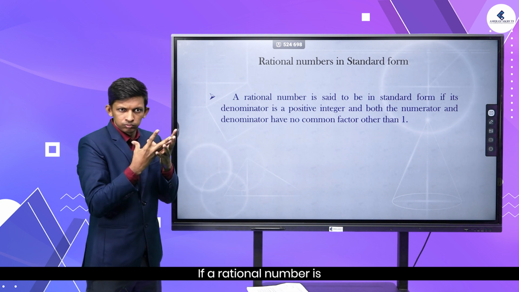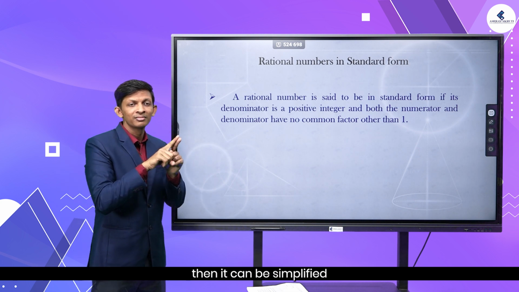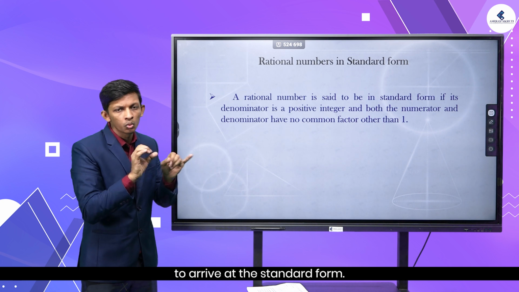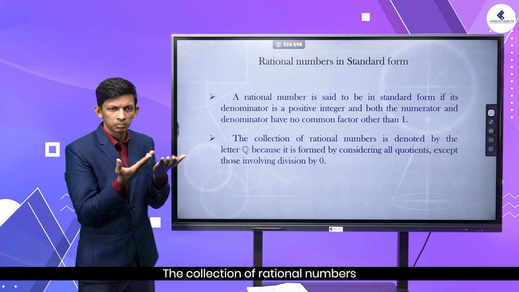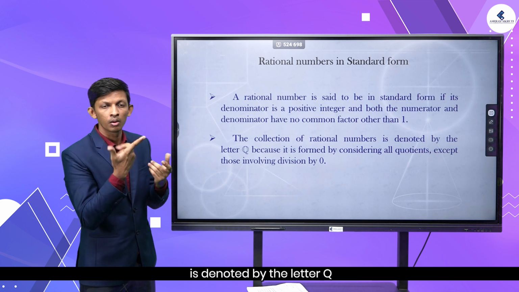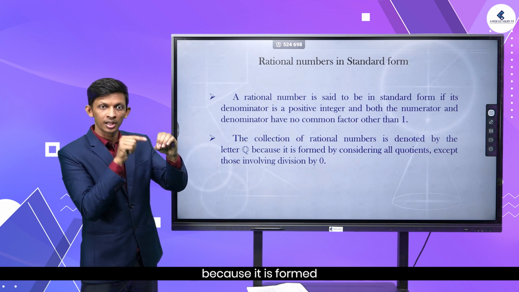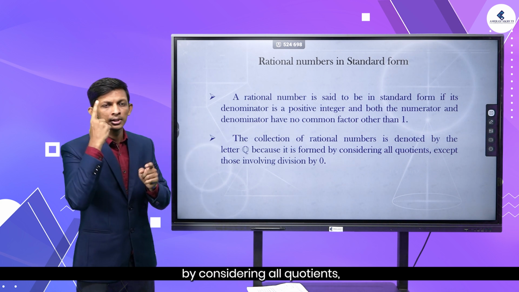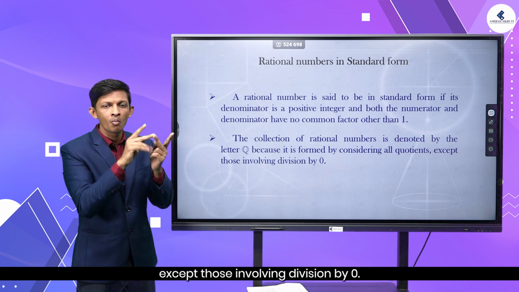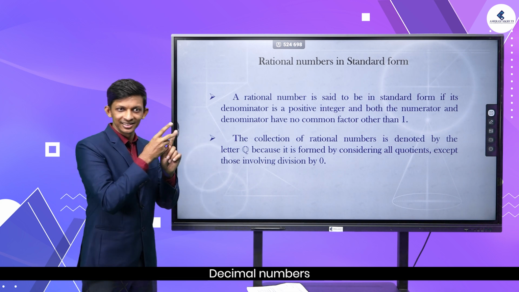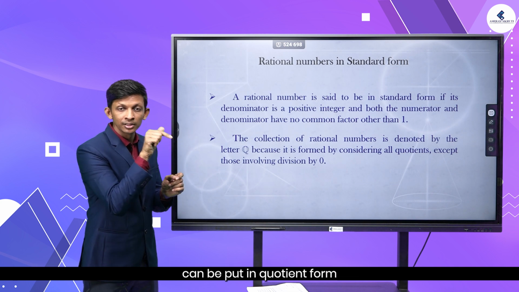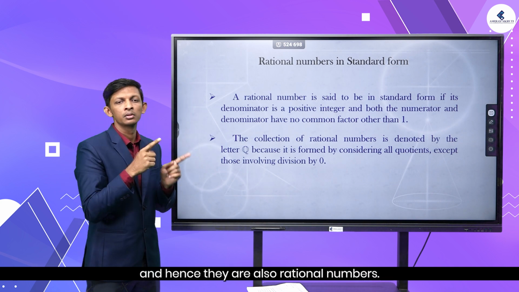If a rational number is not in the standard form, then it can be simplified to arrive at the standard form. The collection of rational numbers is denoted by the letter Q because it is formed by considering all quotients except those involving division by 0. Decimal numbers can be put in quotient form and hence they are also rational numbers.